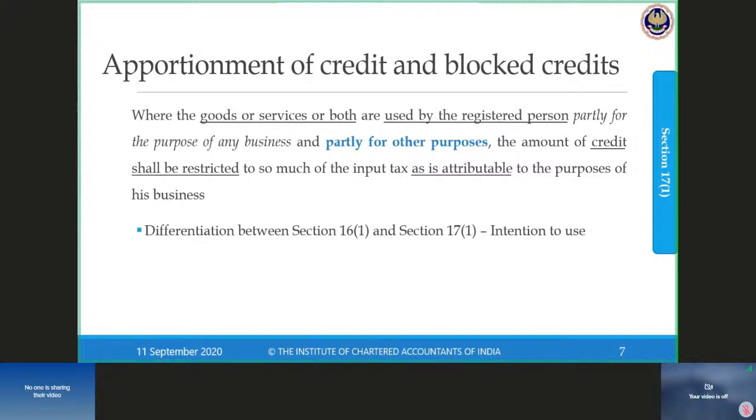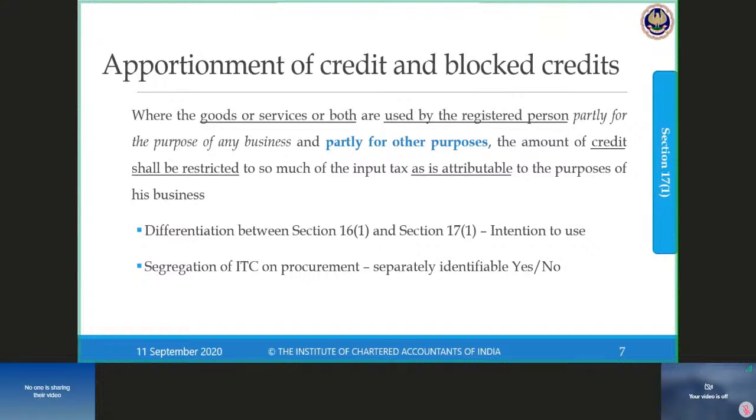So the difference between section 16 and section 17, if I see the first subsection under section 16 and the first subsection under 17: first and foremost is the reference to the term business. I should have an intention to use in business. Section 16 says if you use in business, you are entitled to ITC. Section 17 says if you have not used in business, there is a restriction of that credit. So my credit is restricted if it is not used in my business. Segregation of ITC on procurement.